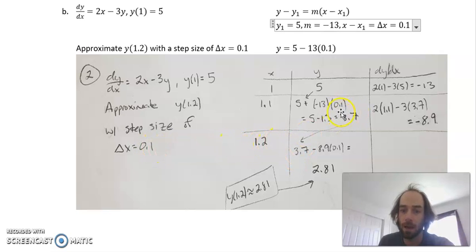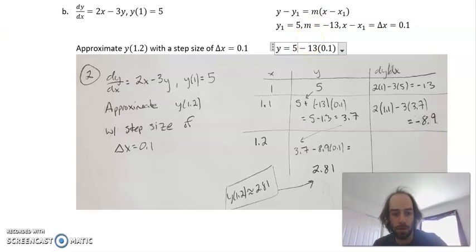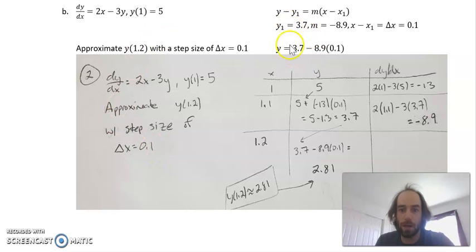Then I take my tangent line. Okay, so I take my y value of negative 3.7. Boom, y1 is negative 3.7. My m of negative 8.9. My delta x of 0.1. Move the y1 over. y is equal to negative 3.7 minus 8.9 times 0.1. That's exactly what I have here. Use a calculator and get negative 4.59. And that is our answer.